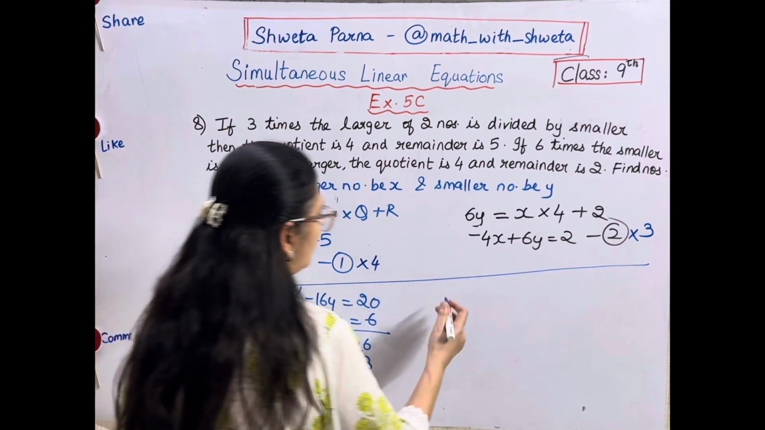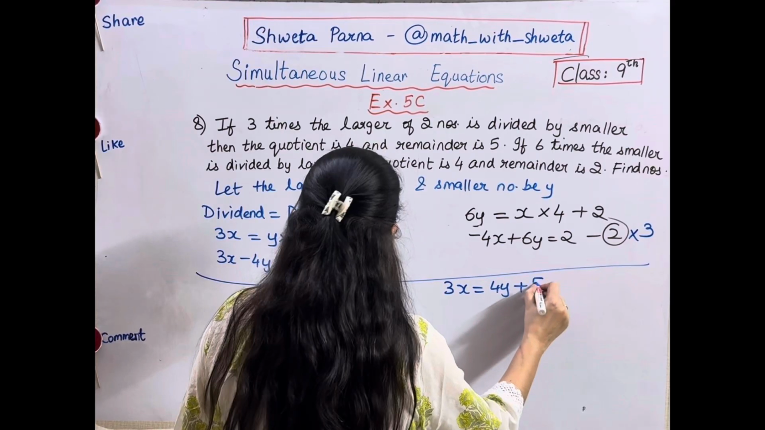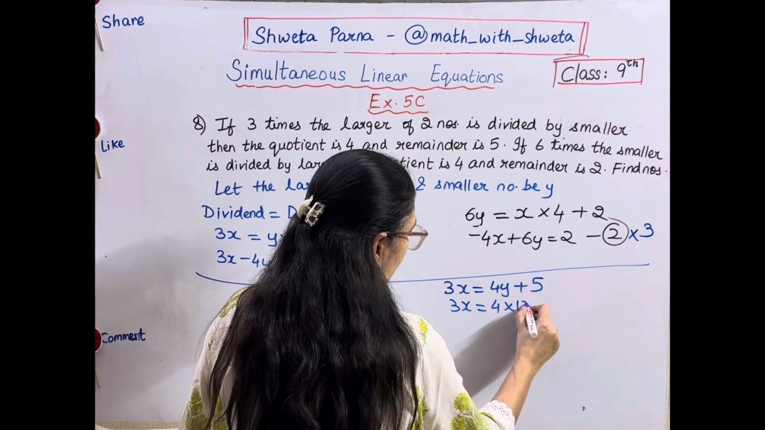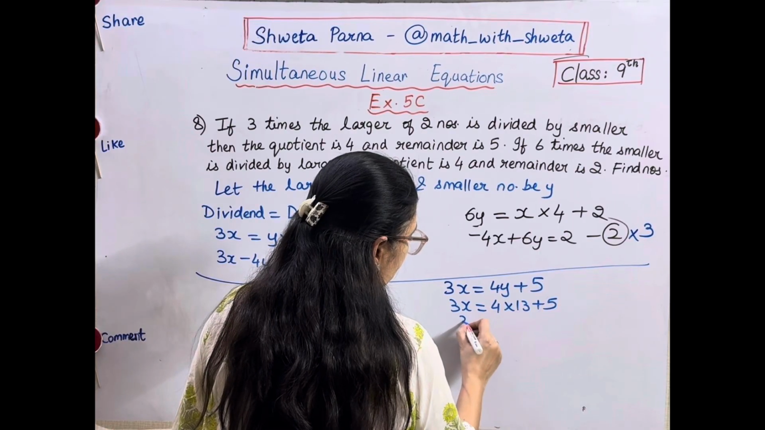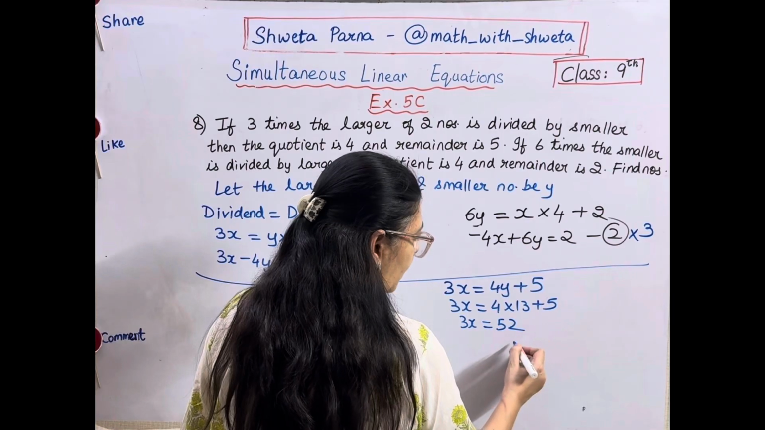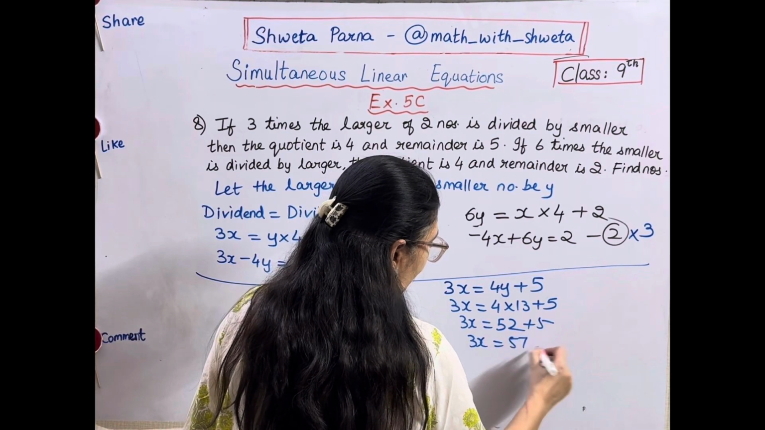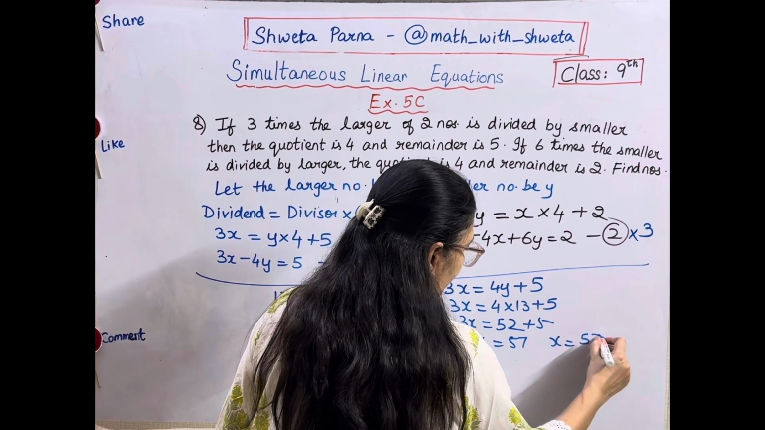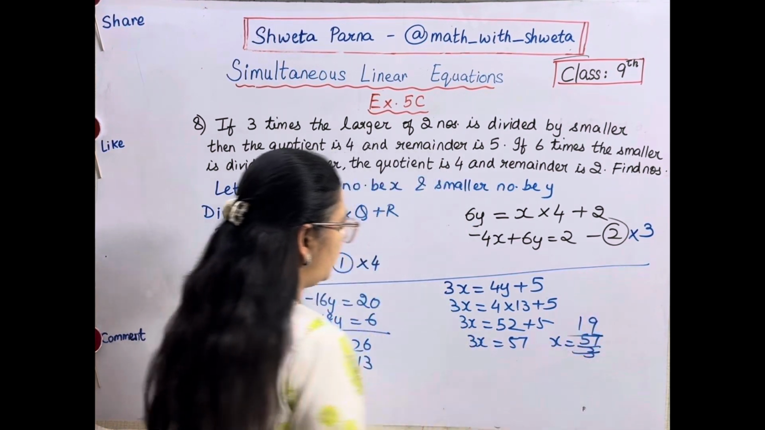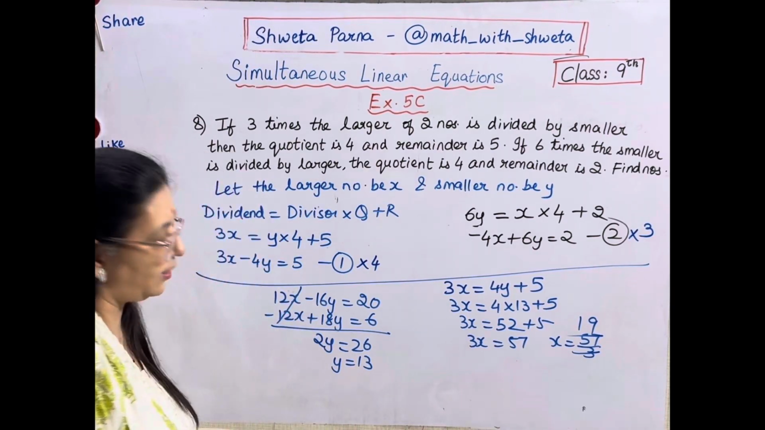Now substitute in any equation. Say I substituted in 3x is equal to 4y plus 5. So 3x is equal to 4 into 13 plus 5. 3x is equal to 13 4s are 52 plus 5. 3x is equal to 57. So x is equal to 57 divided by 3. 3 ones are 3, 19. So the value of x is 19 and value of y is 13.